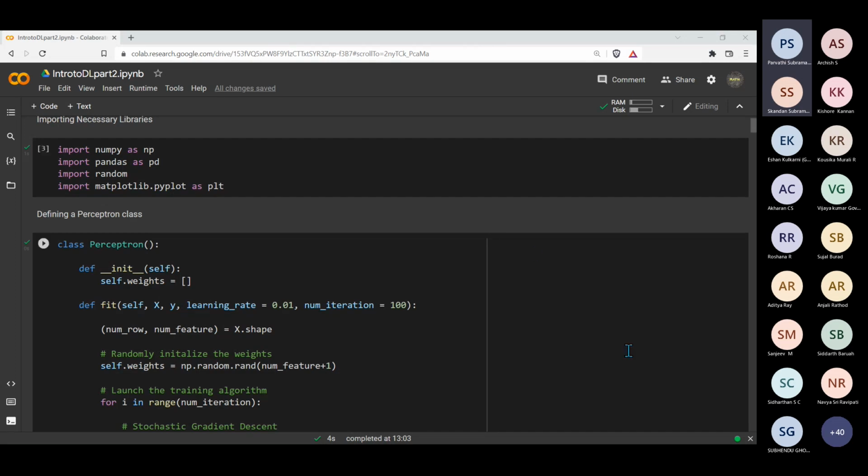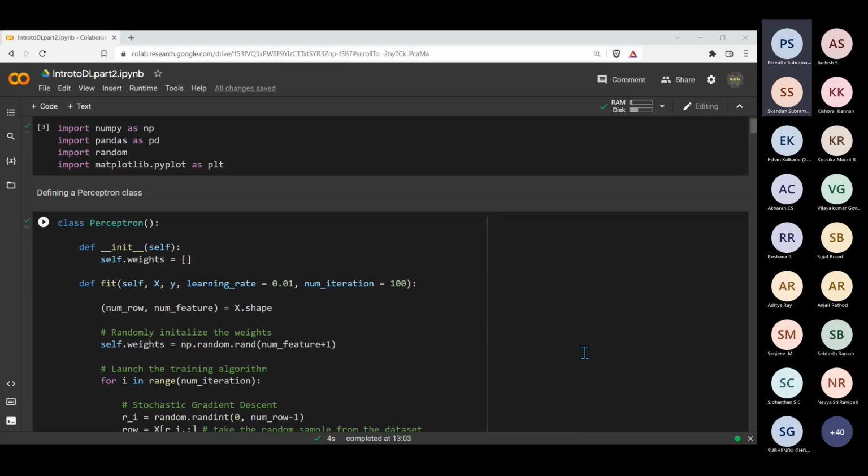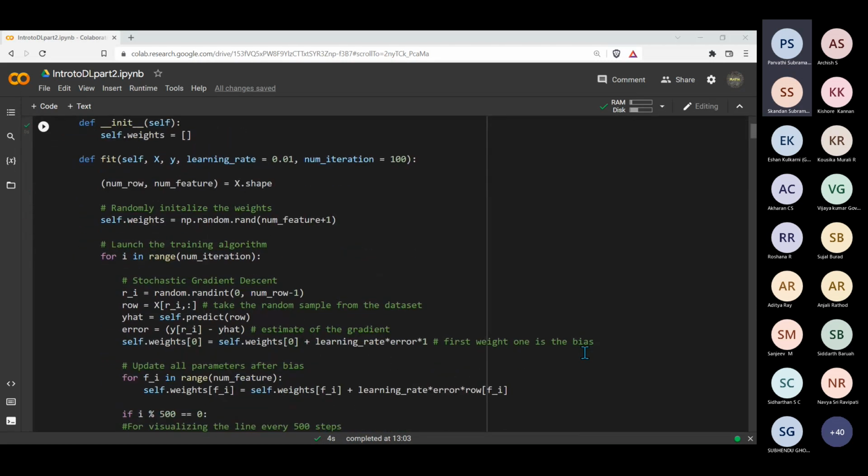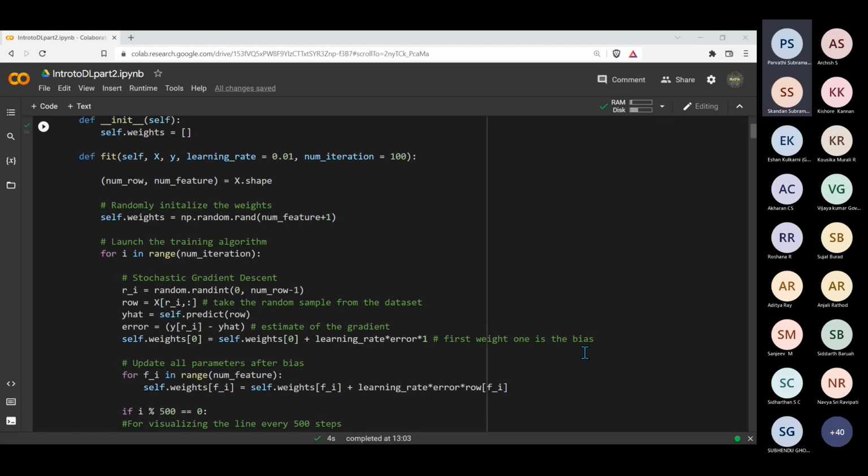So we need to define the dimensions accordingly so that the matrix multiplication will be valid. And then we randomly initialize the weights. So all the weights will have random values initially, and we have one extra. We add one extra row because we need one extra row for the bias values also.